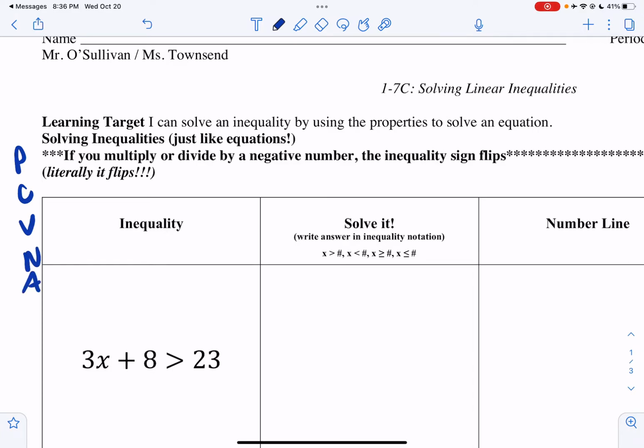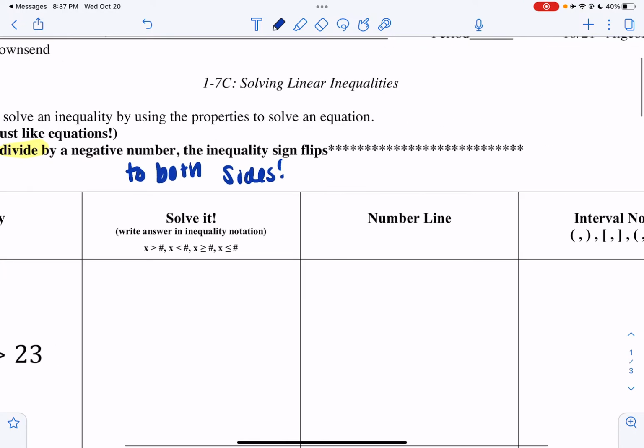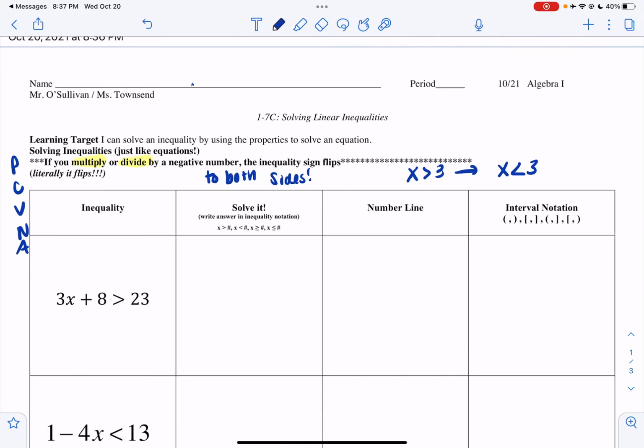And there's one big thing. If you multiply or divide by a negative number to both sides of your inequality, then your inequality sign flips. So if I started with, like, say, x greater than 3, it becomes x less than 3 or something, okay? Just giving you the heads up.